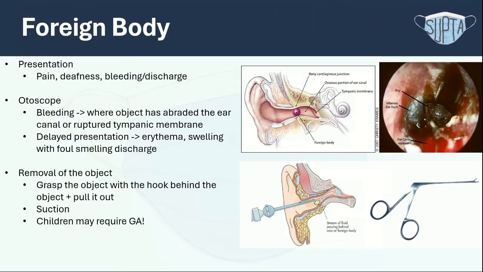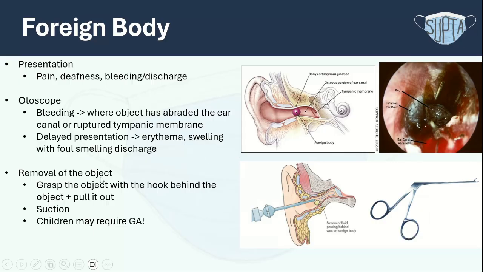Now talking a bit more about foreign bodies. This tends to occur frequently in children, actually. The presentation may be pain, deafness, or bleeding and discharge. And then on the otoscope, you might have bleeding where the object, say, abraded the ear or ruptured the tympanic membrane. And if you have a delayed presentation, you might have erythema, swelling, and then a foul discharge as well if it's been in there for a while.